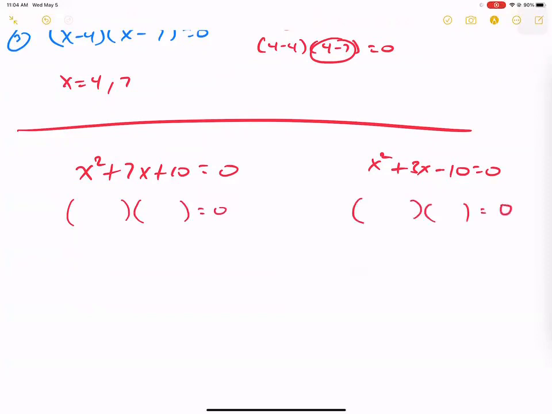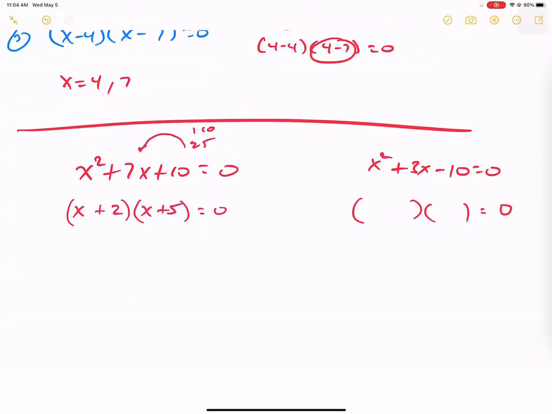Can you guys think of two numbers that multiply to become 10 that add up to become 7? Hopefully you're thinking about the numbers 1 and 10. Huh? 1 plus 10 is 11. Darn it, that's not it. 2 and 5. 2 and 5 do add up to 7. Yes, we got it. Plus plus. Remember, plus plus is plus plus.